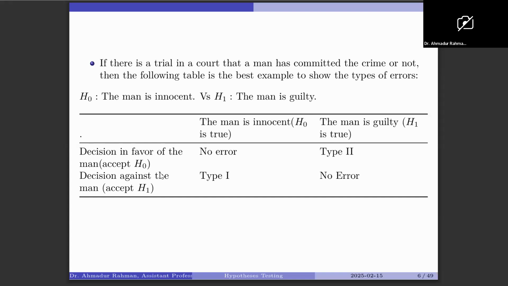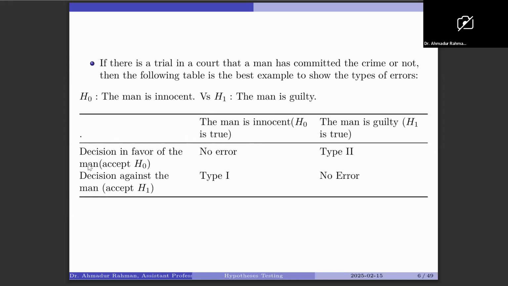For this, we set the null hypothesis that the man is innocent. It is said in law that one is innocent until proven guilty. So until it is proven that you have done something wrong, you are innocent before the law. And the alternative is saying that this man has committed the crime. So the alternative is saying the man is guilty. Now we have four options. First, see this column name, the man is innocent. The man is innocent means H naught is true. And the second column is saying that the man is guilty. That means H1 is true.